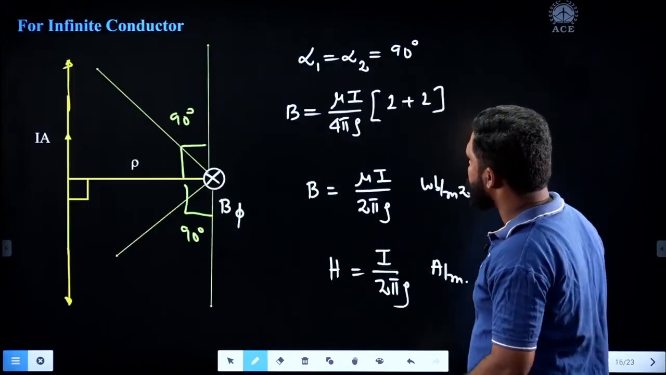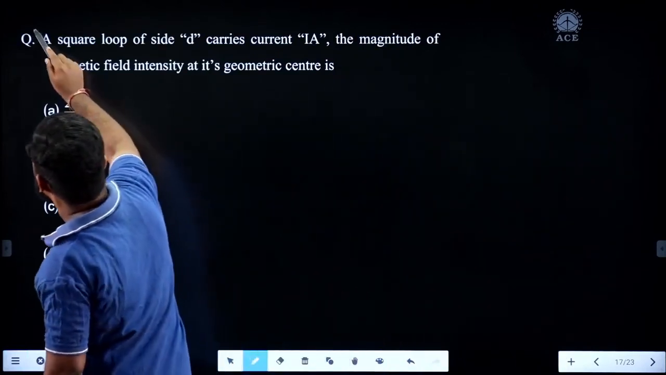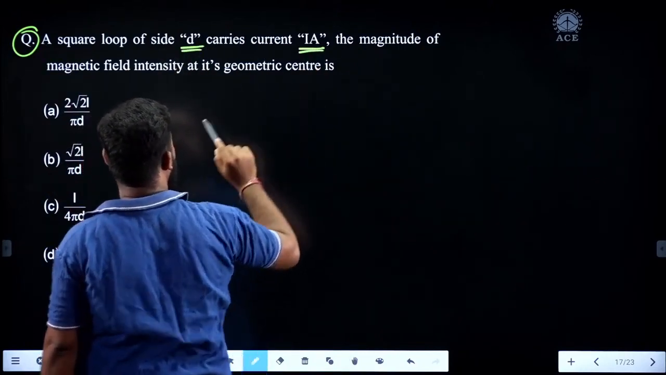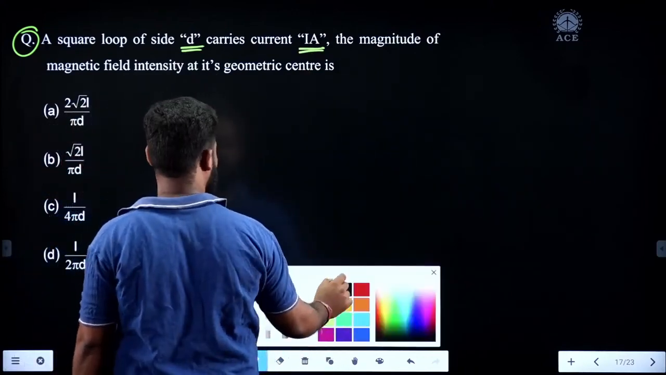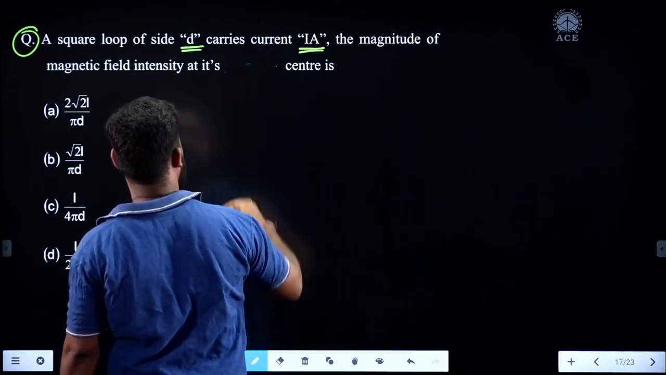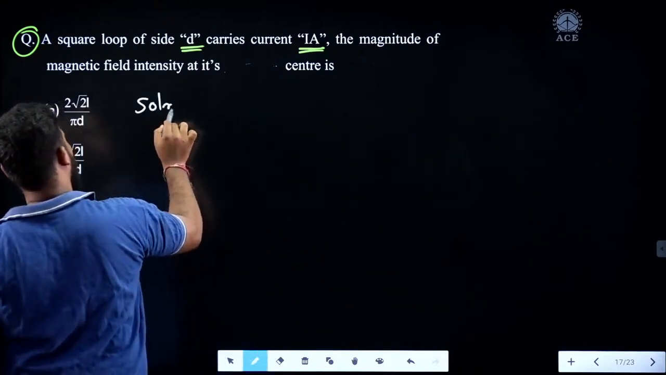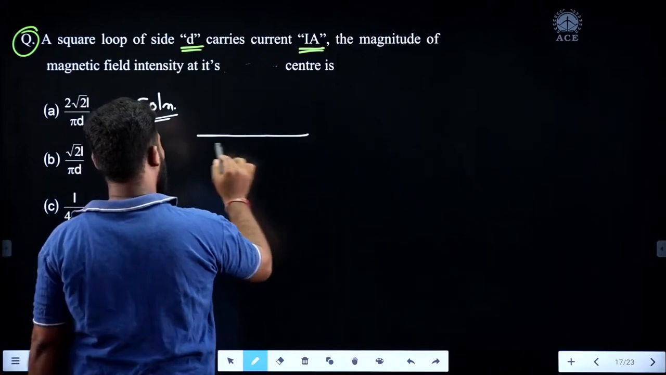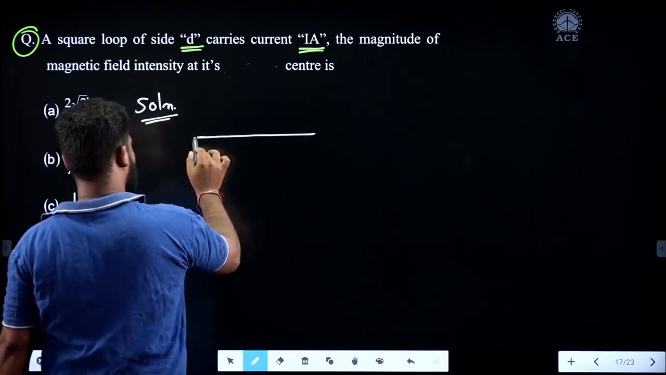See here. A square loop of side D carries a current of I amperes. The magnitude of magnetic field intensity at its geometric center is, just write, at its center is. See here, there is a current carrying conductor like this. I'll take one question and I'll give one shortcut here. That will save our time.